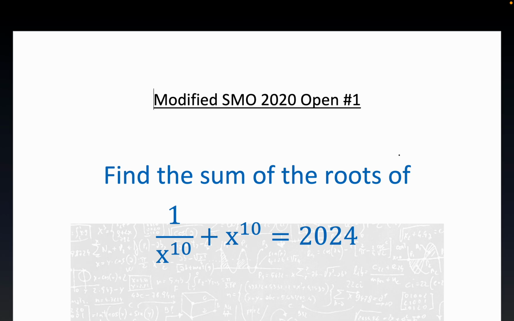Task today is to find the sum of the roots of this equation. Now, by a root, I mean something like this. In this particular case, a root would be any r, and r could be complex or real, such that 1 over r to the 10th plus r raised to the 10th power is equal to the constant on the right-hand side, which is 2024. Okay, so that's what we mean by root.